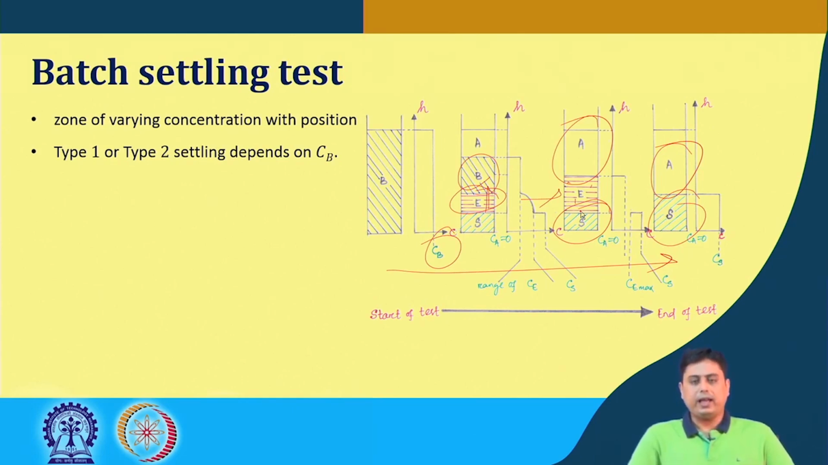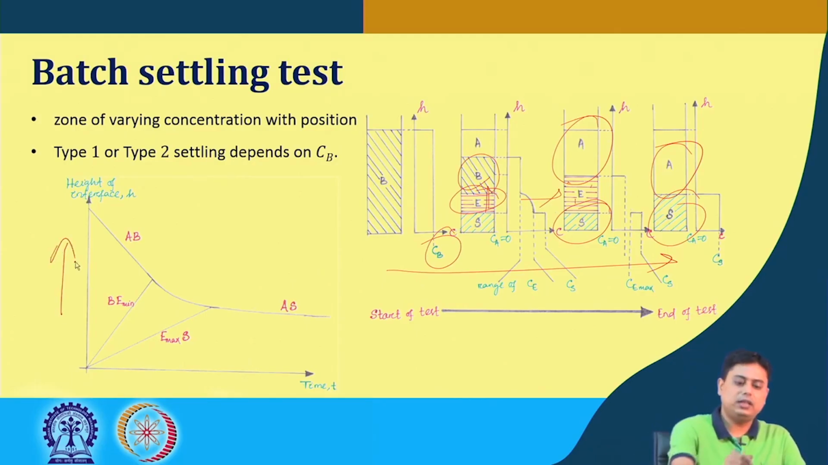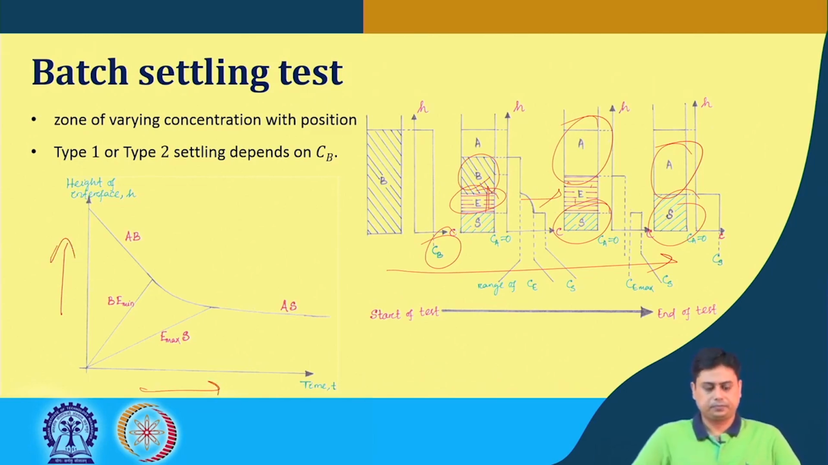Now, when type 1 or type 2 will occur, we can identify from the Flask plot. We will see that, but before that, similar to the previous observation, if we here also look at the height of the interface versus time graph, this is the height of the interface and this is the time. Similar to the previous observation, the interface between the clear liquid or fluid and the suspended portion, that is B, is steadily decreasing.